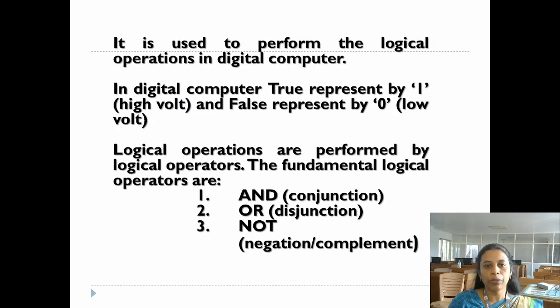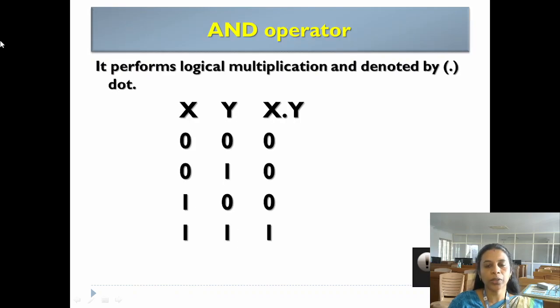So it is used to perform logic operations in a digital computer. Logic 1 represents a true value, which is a high voltage, and logic 0 represents false. Logic operations are performed by logic operators. The basic operators are AND, OR and NOT. AND is similar to logic multiplication, so that's why it is represented by a dot operator.